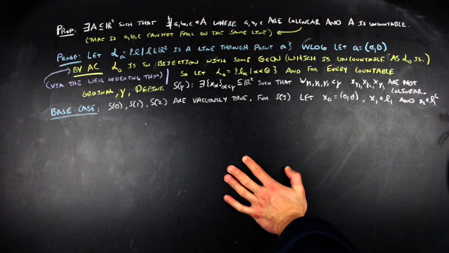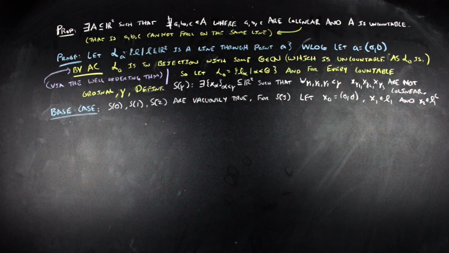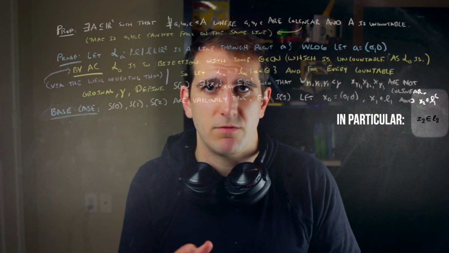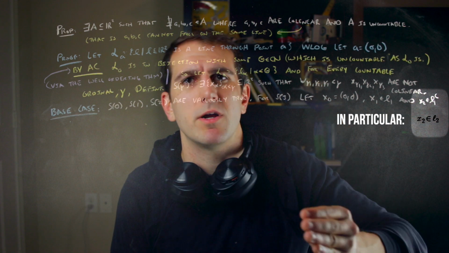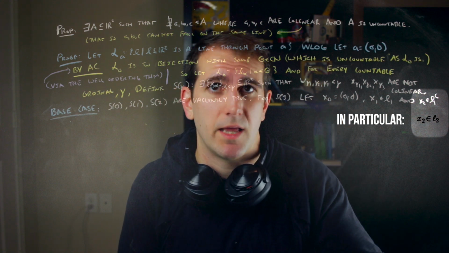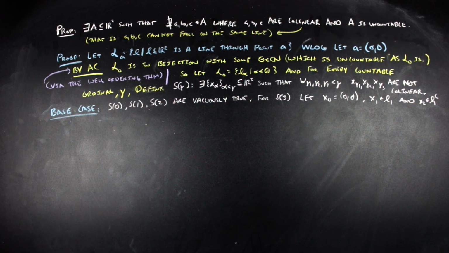But for construction purposes, as we move forward, to make sure that these sets behave nicely, and you want to do it in a very deliberate manner, you would pick a point that's on the second line. And so now that we're done with the base case, we can go ahead and look at the induction step, which splits up into the successor and limit cases.